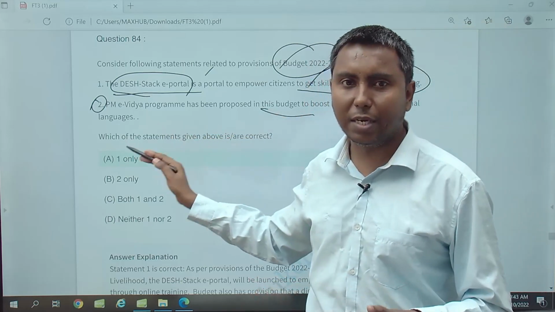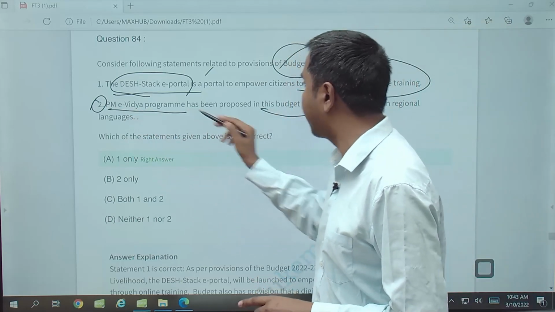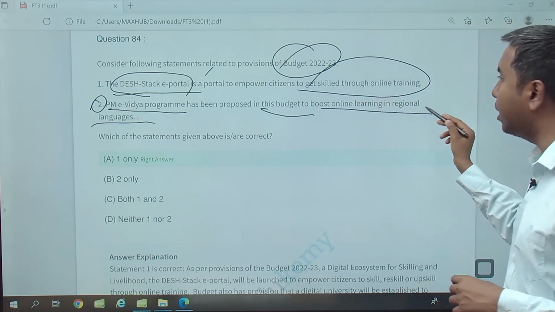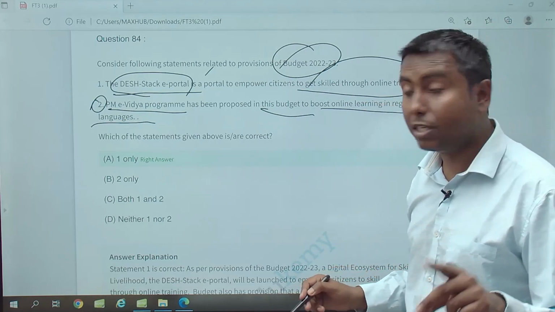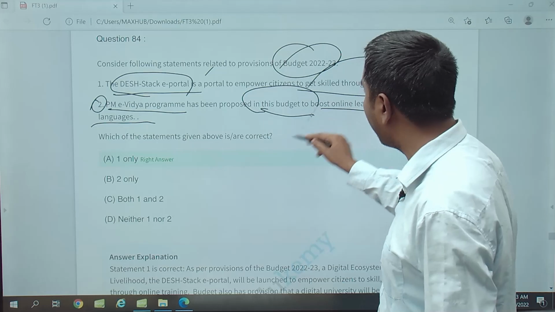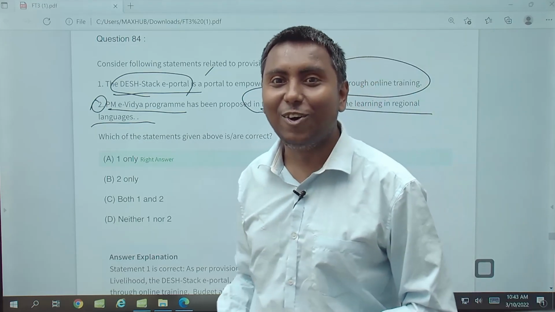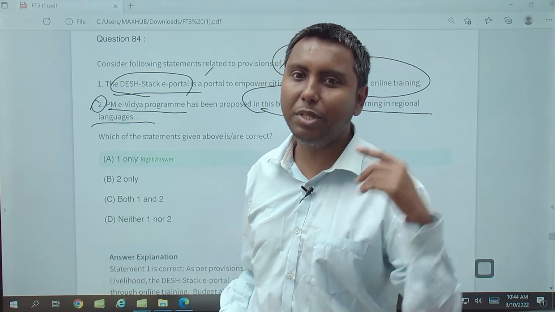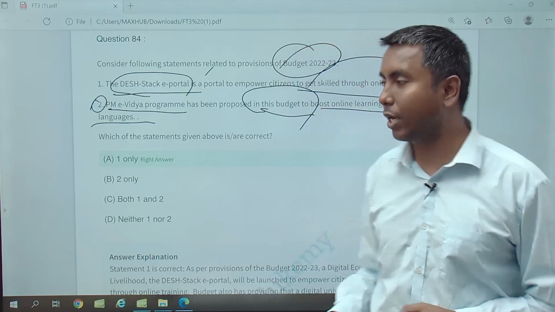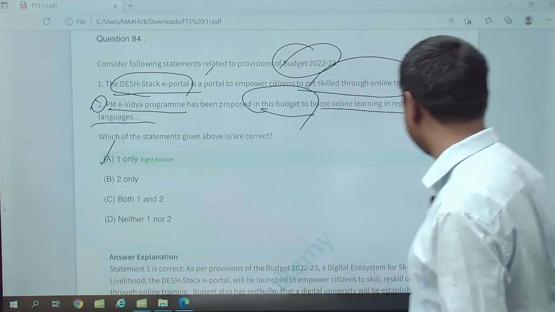Now, this was a tricky statement because the PM e-Vidya program indeed promotes online learning in regional languages. So that is correct. But the part that it is proposed in this budget is incorrect. This was not proposed in this year. PM e-Vidya was introduced in 2020 only. So this is incorrect. One only is the correct answer.